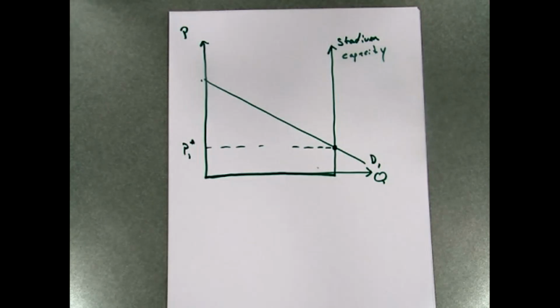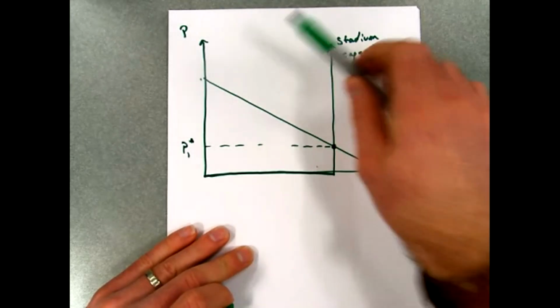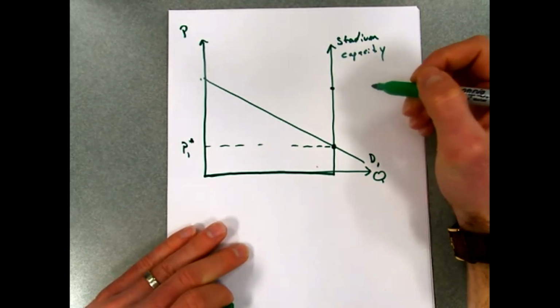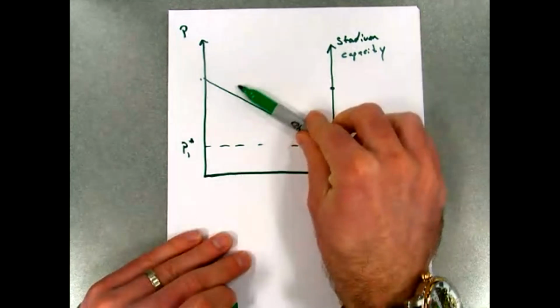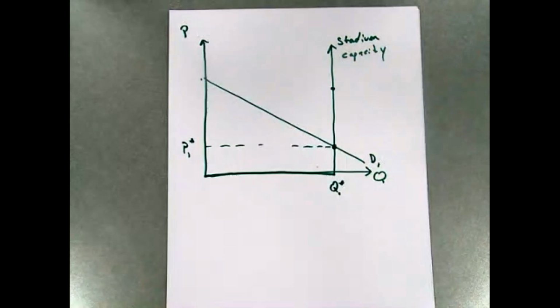Yeah, you know, trick question, right? It's not going to change at all, right? Because if I see a demand increase here, it's still going to intersect on the vertical axis. So my equilibrium quantity would remain the same. It's just going to be that the ticket prices are going to be higher.